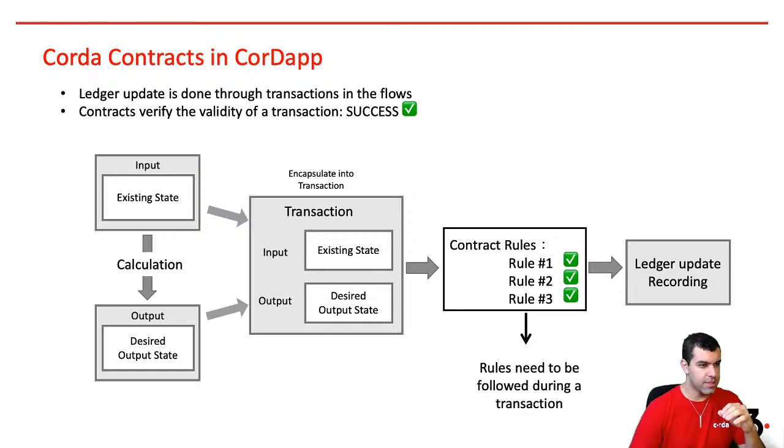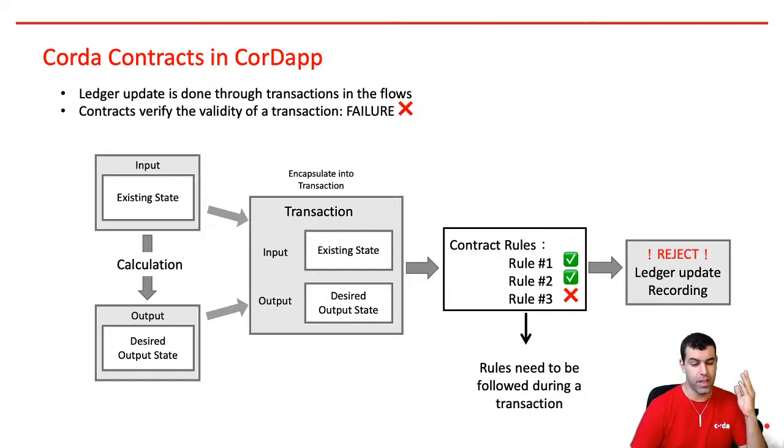Hopefully that makes sense. And so if the contract is valid and the transaction is valid, then a ledger update is recorded and all of the parties involved are notified. Hey, I received money. Hey, I gave you money. We now have a record of this that neither of us can change unless we agree upon it again. On the other side of that, of course, if any of the contract rules fail, then the transaction is rejected and it will not happen.